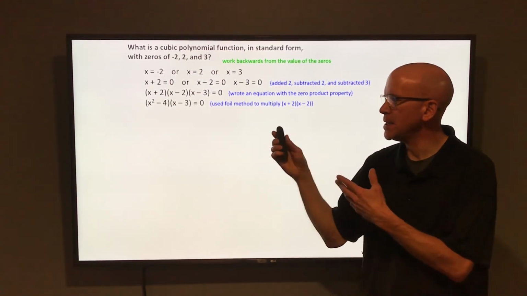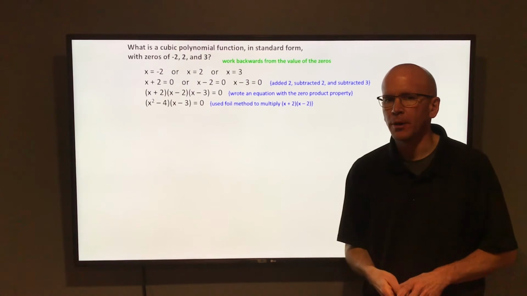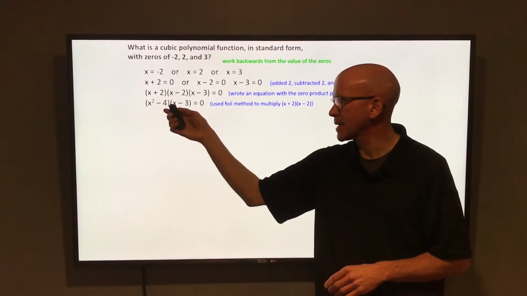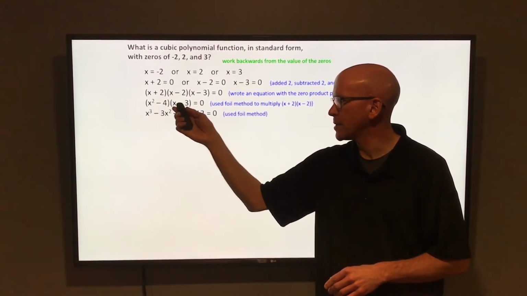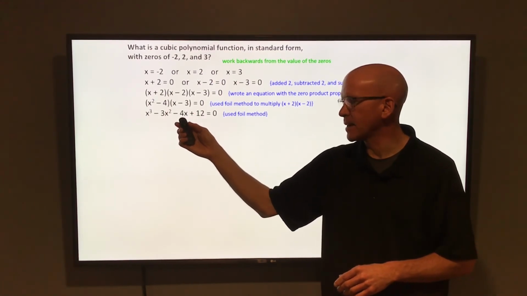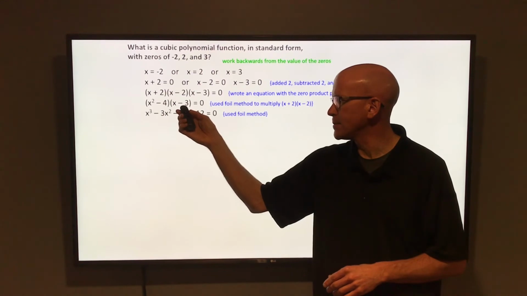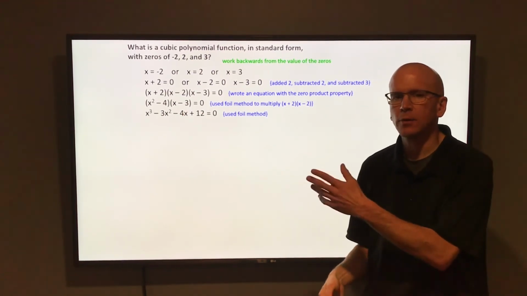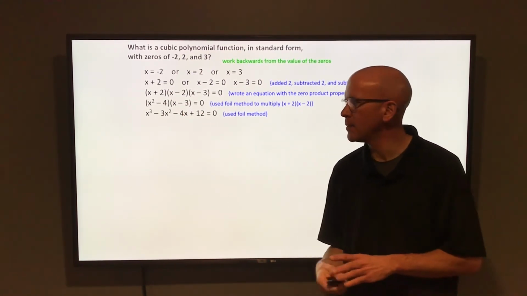Now you need to use the FOIL method or distributive property to multiply those. So take x squared times x, it's going to be x to the third. X squared times -3, it's -3x squared. Then -4 times x is -4x. And finally, -4 times -3 is plus 12. Take a quick look at that, make sure there are no like terms to combine, which there are not.